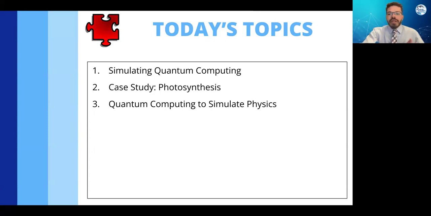Now, I know you might not think about quantum computing, even quantum mechanics, when you go outside and you look at a plant, but it turns out quantum mechanics is everywhere. And we're going to talk about how quantum mechanics enables photosynthesis and is sort of fundamental to life on Earth. And then we're going to talk a little bit about using quantum computing to simulate physics.